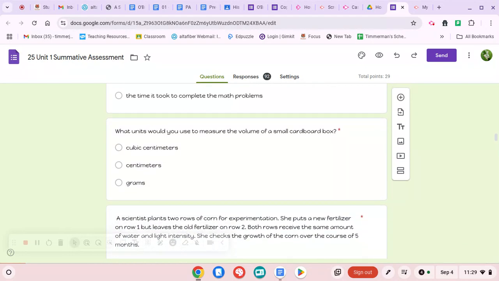What units would you use to measure the volume of a small cardboard box? Cubic centimeters, centimeters, or grams?